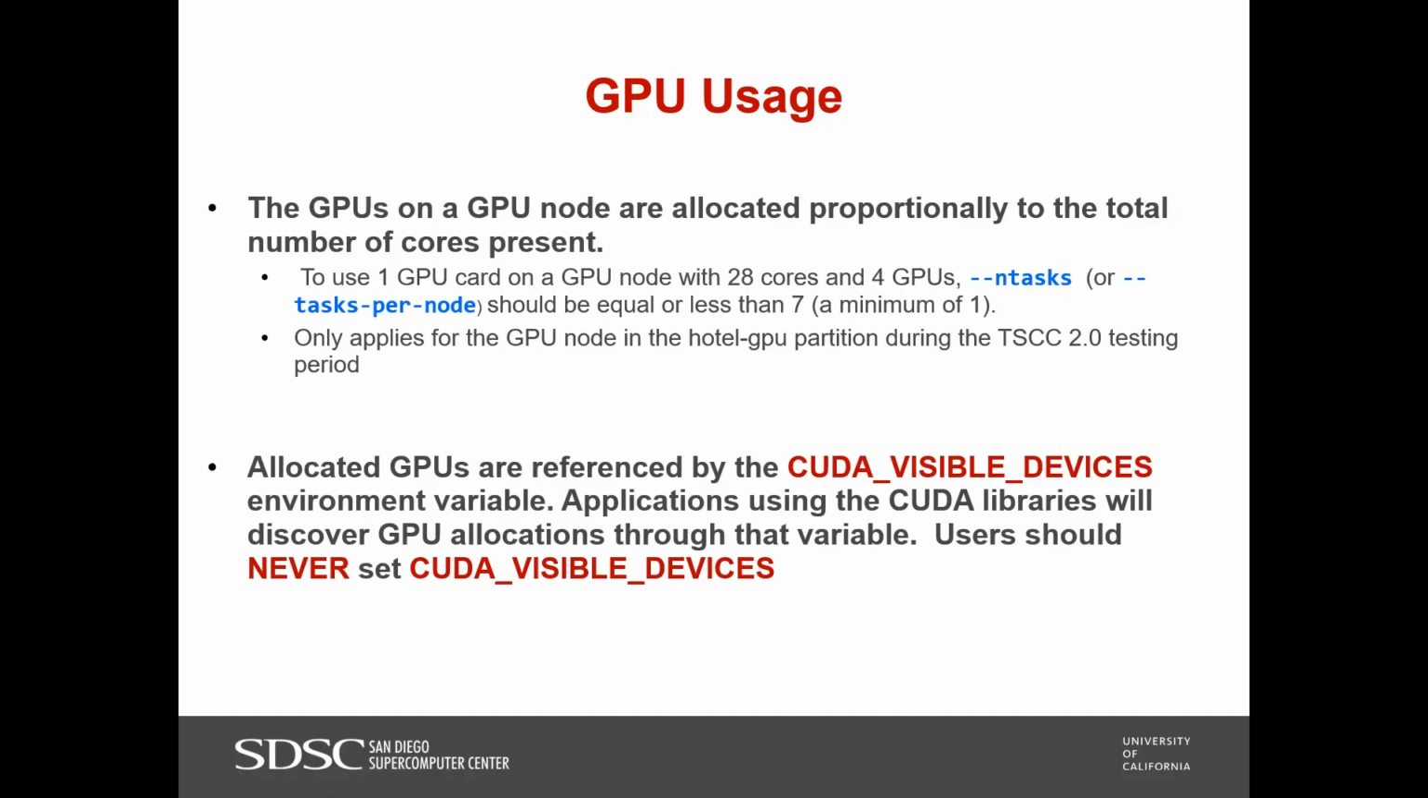If you are using GPUs on the TSCC1, probably you're already familiar with this environment variable. So the applications using the CUDA libraries will discover the GPU allocations through this variable. And please do not set the CUDA visible devices by yourself, but just let the job scheduler assign a value to this environment variable.